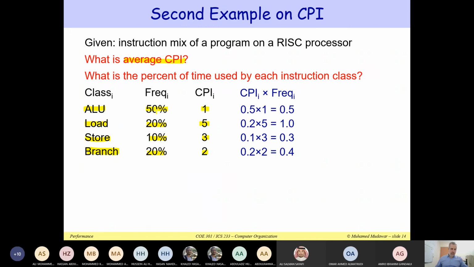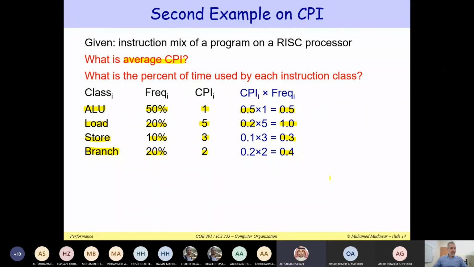So here we multiply the CPI by the frequency. Now, remember that when I say 50%, it means 0.5. When I say 20%, 0.2. So multiply the frequency by the CPI. You get 0.5 here, you get 1.0, 0.3, and 0.4. Okay, what shall I do next? Sum of these results, and divide by 4? No, you don't divide by 4.